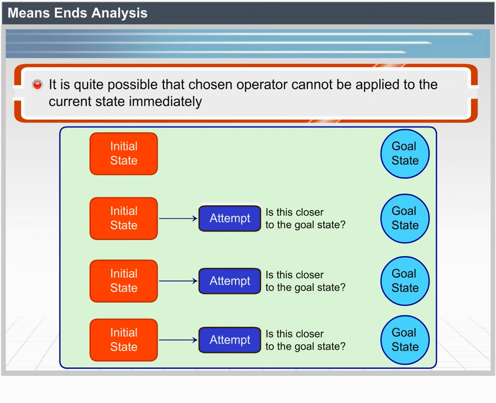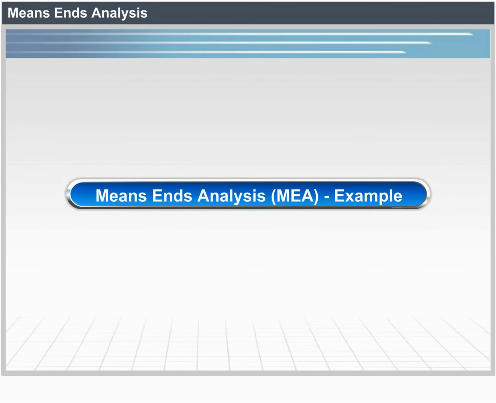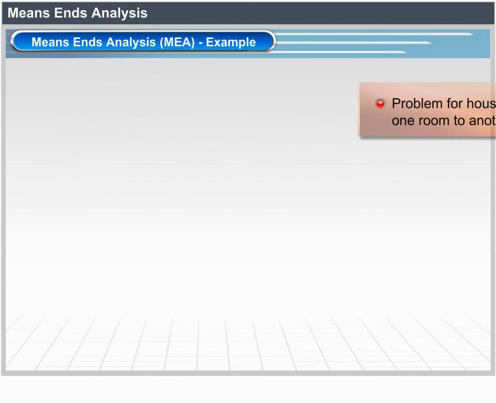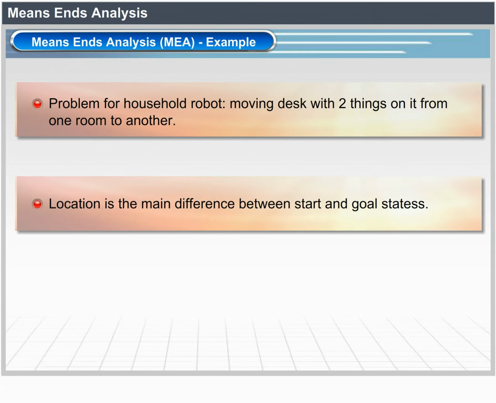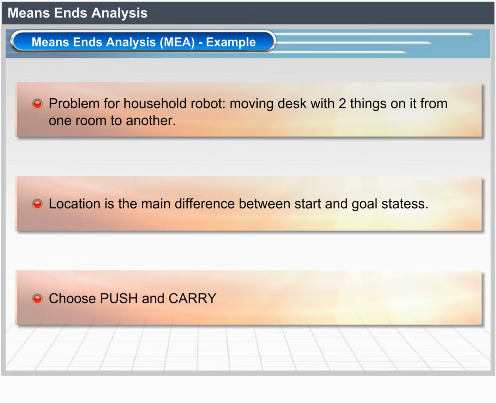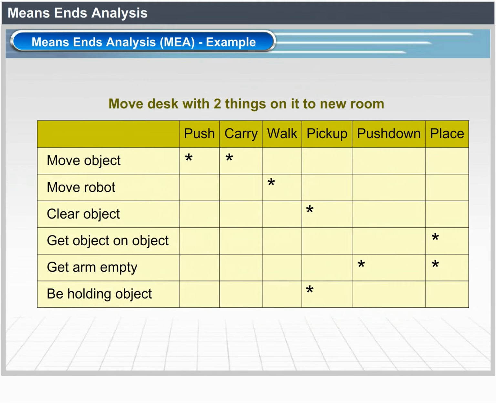Means-ends analysis. Example. Problem for a household robot. Moving a desk with two things on it from one room to another. Location is the main difference between start and goal states. Choose push and carry. Move desk with two things on it to the new room.